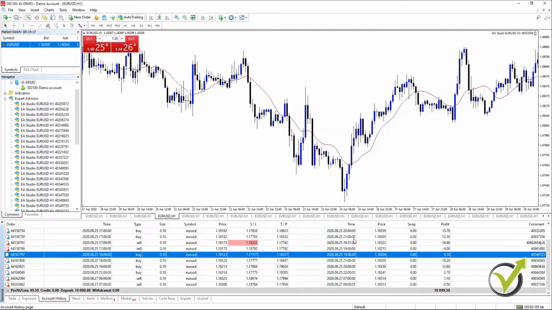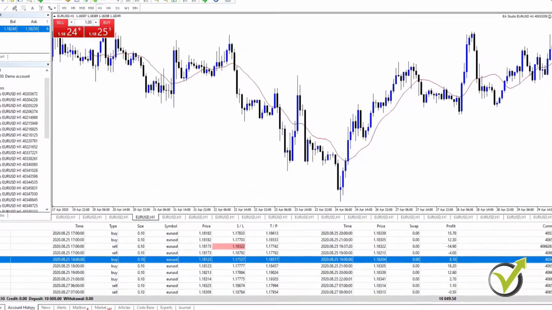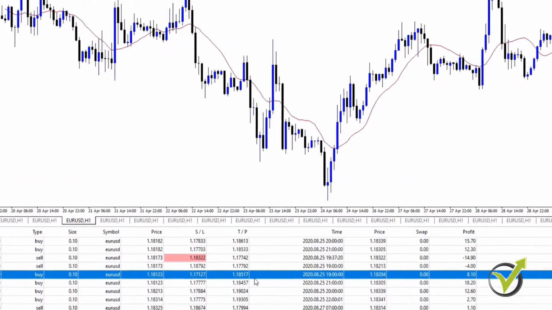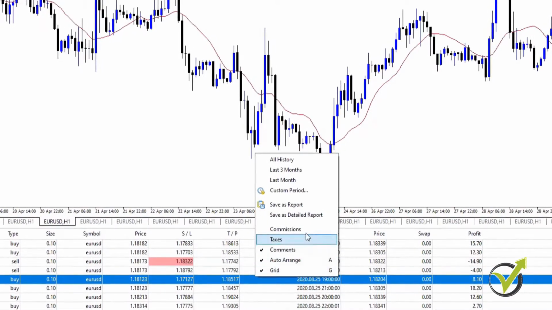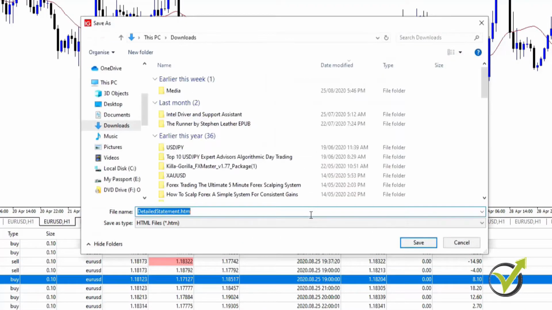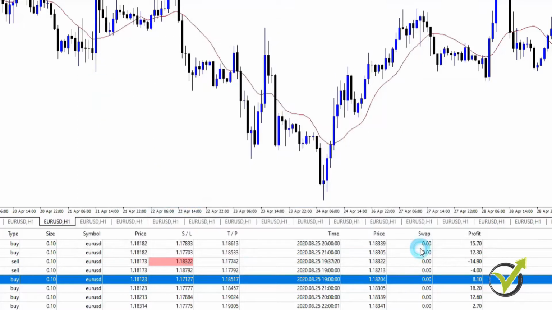So what I want to do first is download this as a report, and it's very, very easy to do. All we're going to do is, in the account history window, right click anywhere. We're going to click on Save as Detailed Report. You'll see it comes up with this pop-up window, a file name and a file location. So I'm going to put it straight into my downloads, and I'm going to call this one Detailed Statement, and this is IG. Click Save.